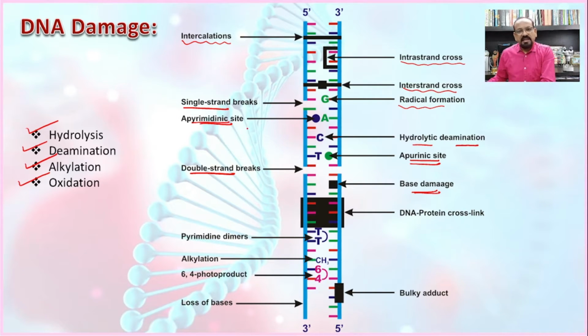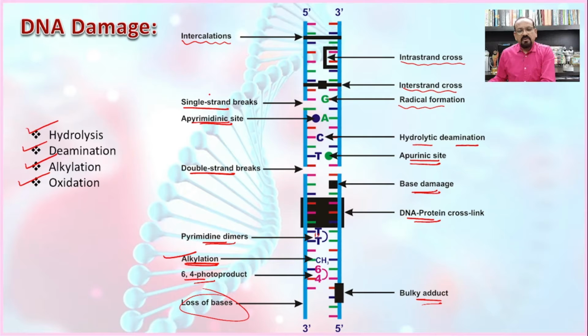then base damage, change in the nitrogen base, then DNA-protein cross-link on the DNA molecule, then pyrimidine dimers, formation of dimers between the thymines, then alkylation, that is the addition of a methyl or ethyl group to particular nitrogen bases present in the DNA, then 6-4 photoproduct, bulky adduct and even the loss of nitrogen bases. So these are the different forms of DNA damage found in different organisms.